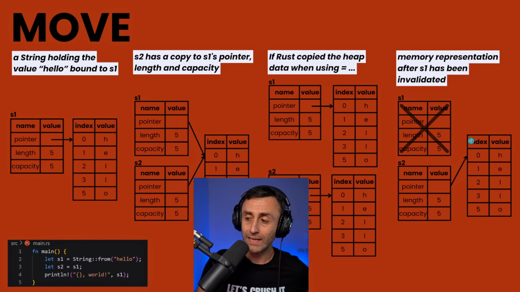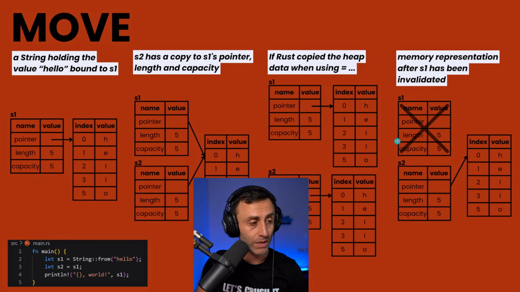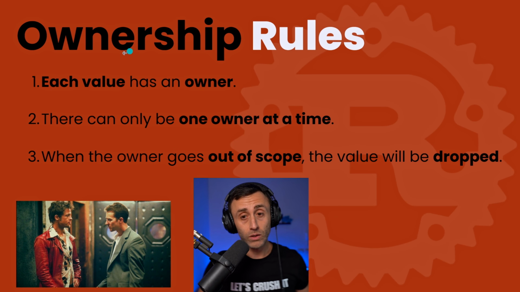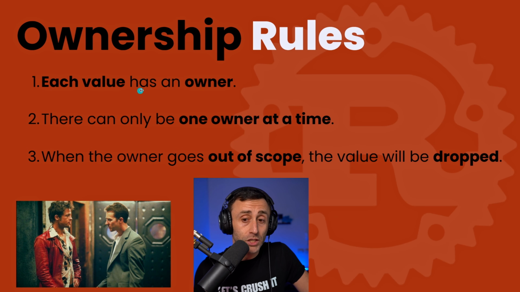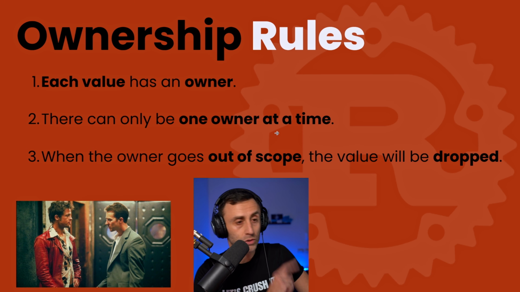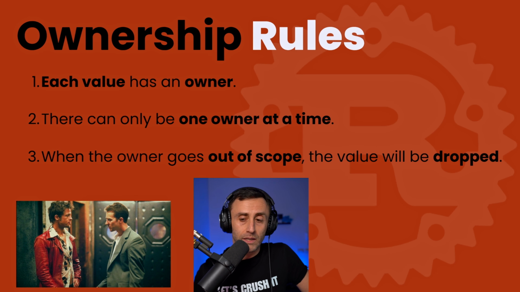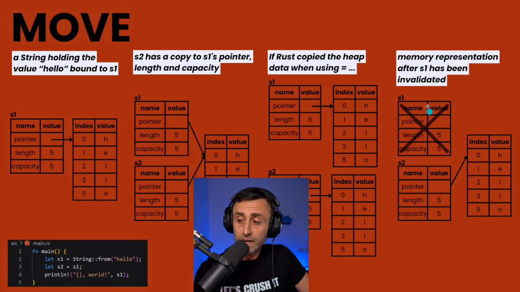Why is s1 not valid anymore? Why has s1 been invalidated? I still want to use s1. I remind you of this one, the ownership rules. Each value has an owner, and there can only be one owner at a time. There can't be two owners. This would generate so many errors. s1 might go out of scope, but s2 is still not out of scope. This would be a mess. s1 is just not valid anymore.